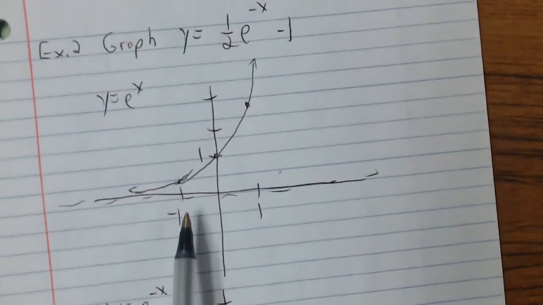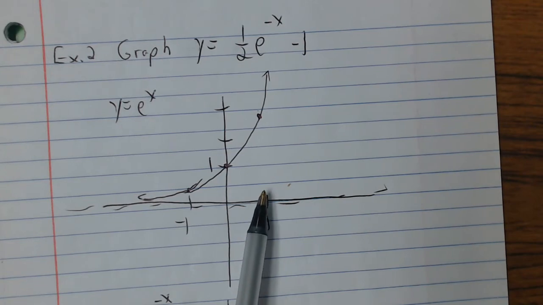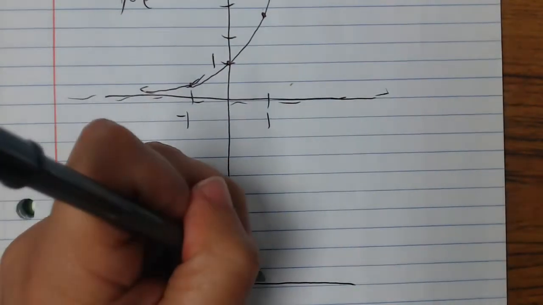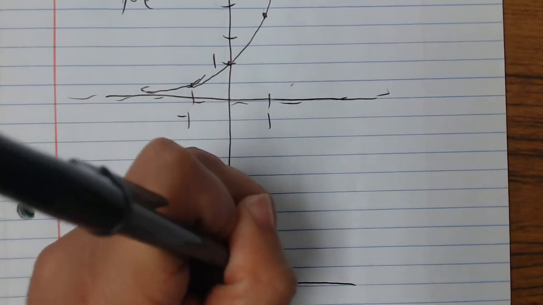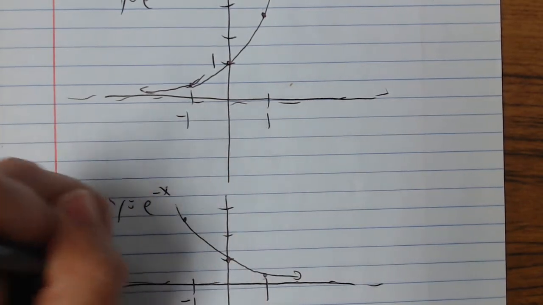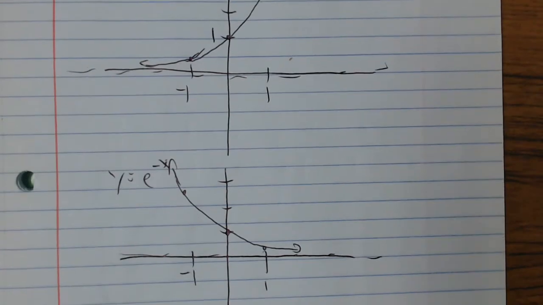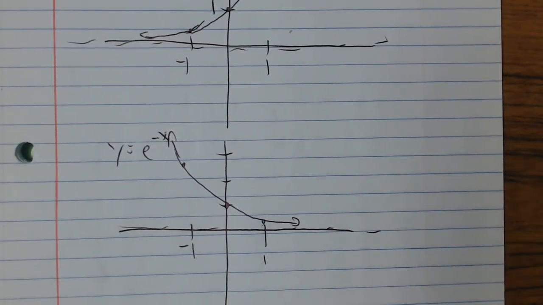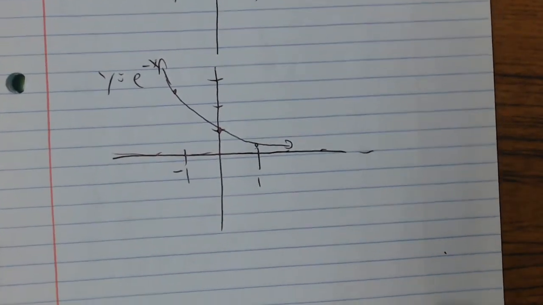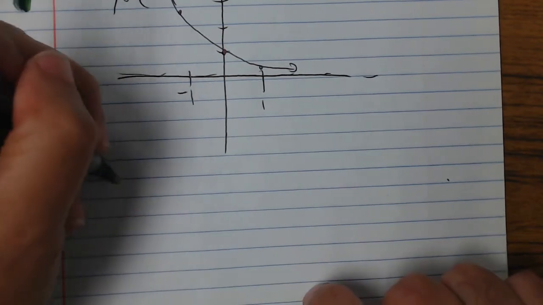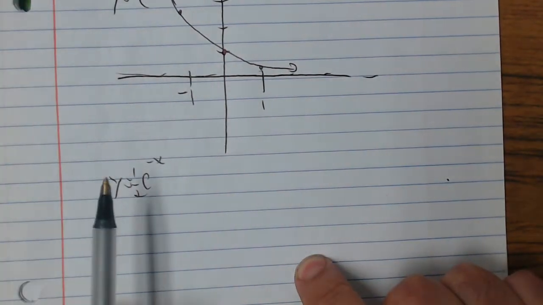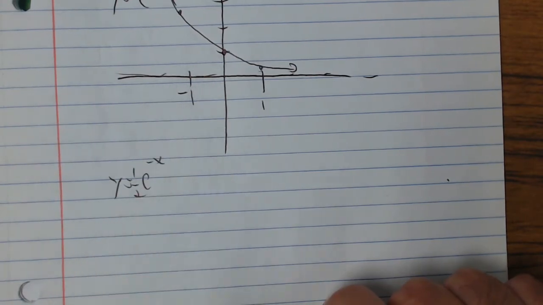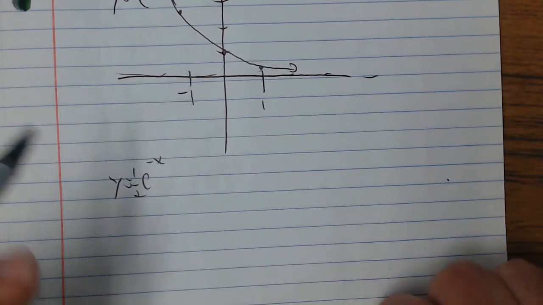And then finally, negative 1, 1 over e now is going to come over to this side, which would be right there. So here's the graph of my exponential. So now I'm ready to take care of the vertical compression. So y equals 1/2 e to the negative x. What is this saying? Just grab all your y values, cut them in half. Your x values are unchanged.